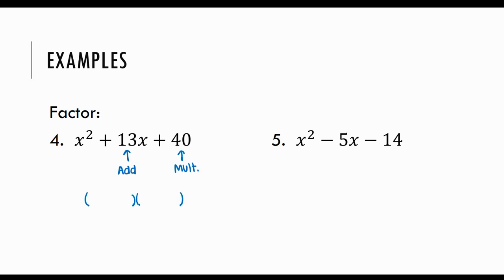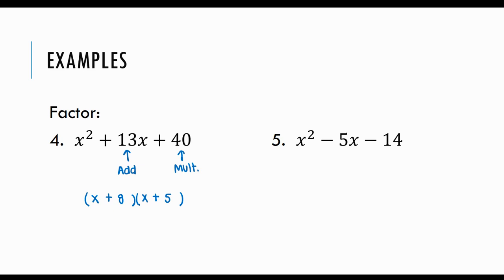So I'm going to create my two parentheses. Since x squared starts us off, I know that x times x is going to get me that. So x needs to begin each of those parentheses. I know everything is addition, so I know that everything will remain positive. And so now let's start thinking about multiples of 40 that then add to 13. So hopefully we're all good with the fact that that would be an 8 and a 5.